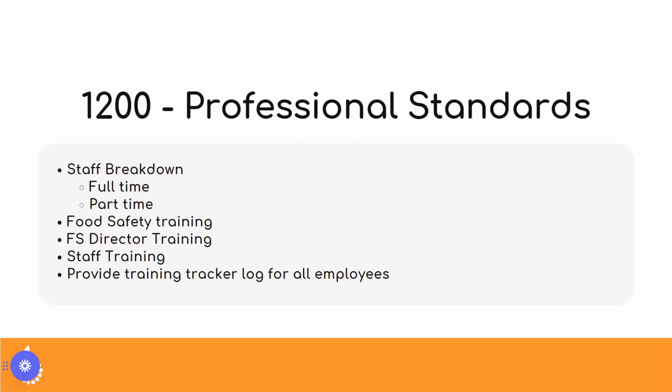Then section 1200 is your professional standards. So this is looking at all of the training that you're doing for yourself and with your staff. So they're first going to ask for your staff breakdown. So how many full-time people do you have and how many part-time people do you have?